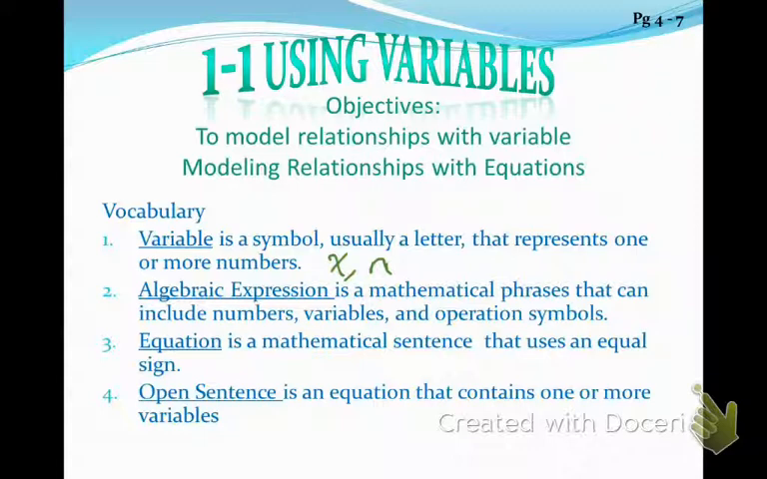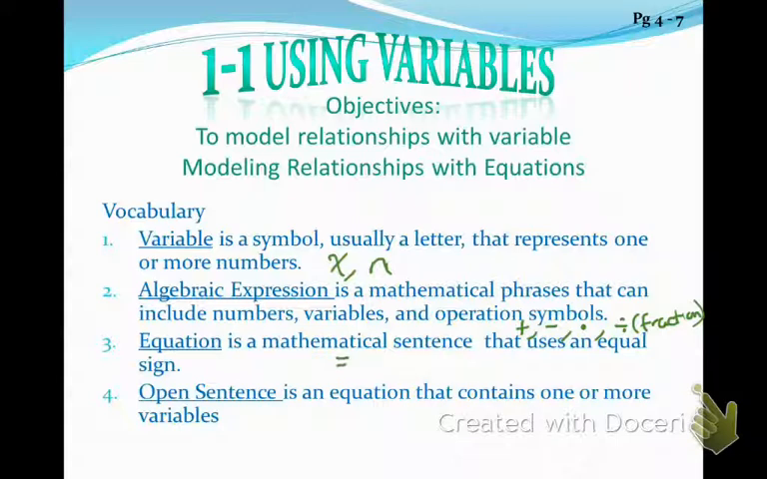An algebraic expression is a mathematical phrase that can include numbers, variables, and operation symbols. So operation symbols again would be adding, subtracting, multiplying. I'm going to use the dot for multiplying, and dividing, which usually I use as a fraction instead of a division sign. Then you have an equation, which is a mathematical sentence that uses an equal sign. So this one will have an equal sign.